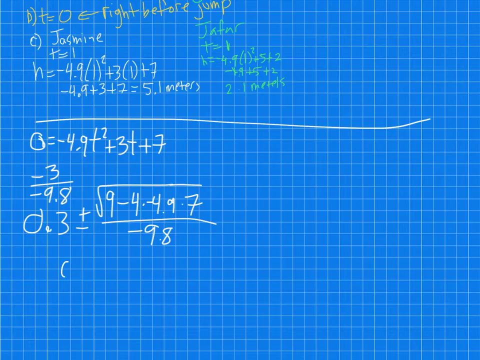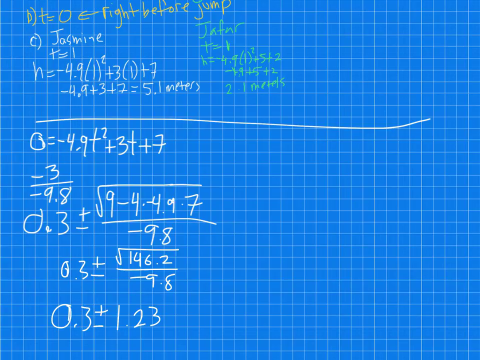So we've got 0.3 plus or minus the square root of 146.2 divided by negative 9.8. I can take the square root of that, and I get 12.09. 12.09 divided by 9.8 is going to be 1.23. So that's 0.3 plus or minus 1.23 in terms of seconds.